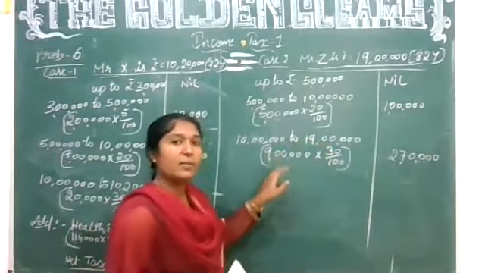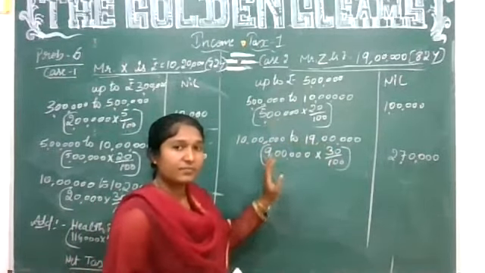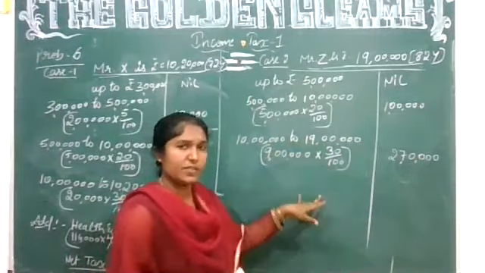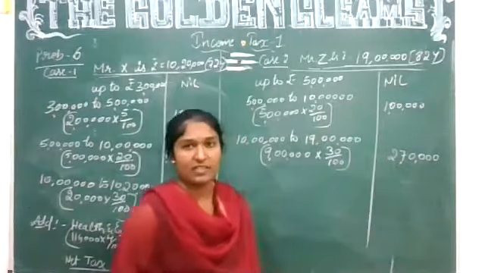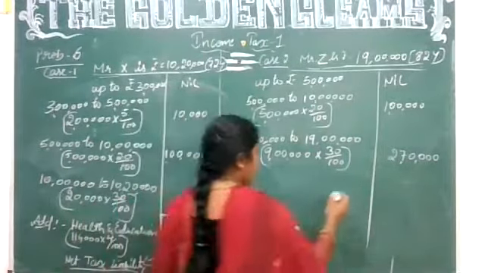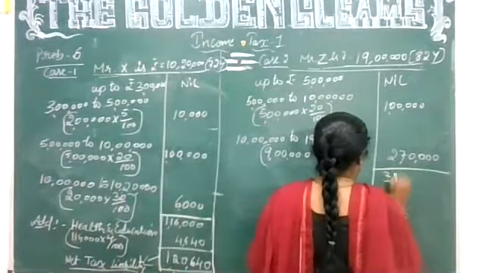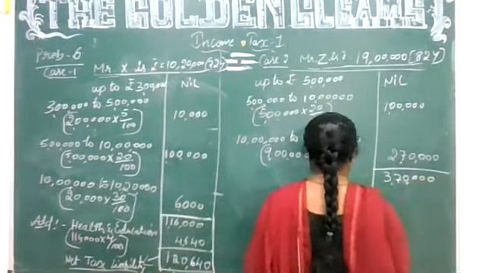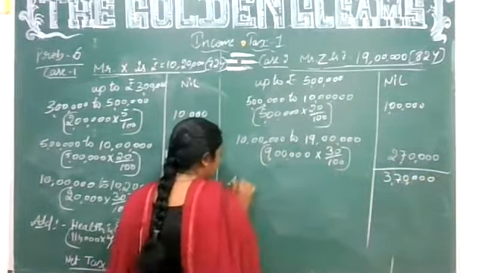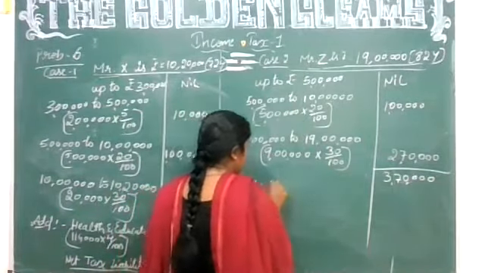19 lakh minus 10 lakh gives 9 lakh. For the 9 lakh we have to calculate 30%. On calculation, we get the answer 2,70,000. This is the total, 3,70,000.